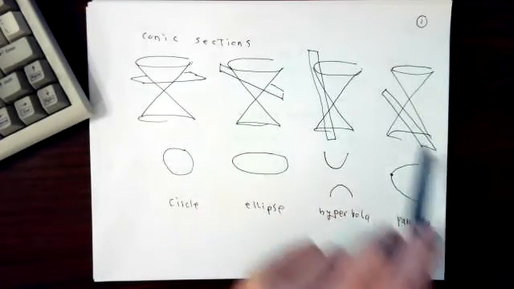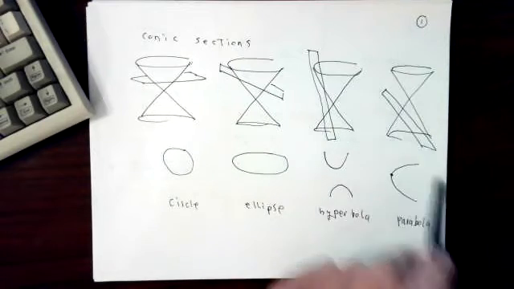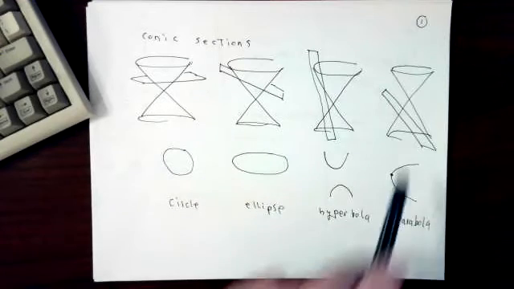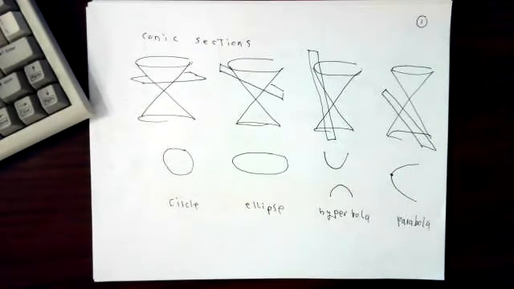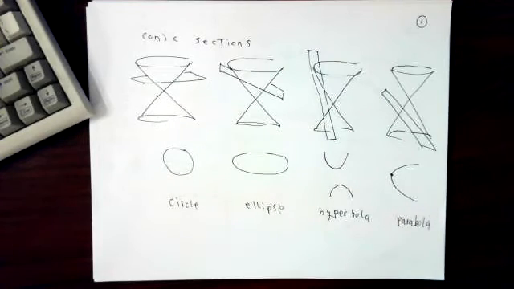And if I rig it carefully so that my plane is parallel to one of the sides of the cone, I get one piece, unlike the two pieces that you had in the hyperbola. But unlike the ellipse, it doesn't join back up at the end. So I end up with some shape like this, which we will call a parabola.